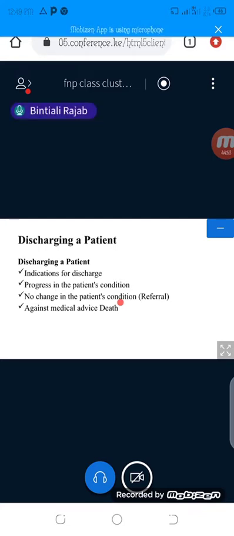Because the patient's condition has improved, the progress is good. Where there is no change in the patient's condition, the patient has not improved, and so we discharge from our facility, but we refer to another hospital. Remember, to discharge a patient does not mean the patient is healed completely. That is just one indication for discharge.